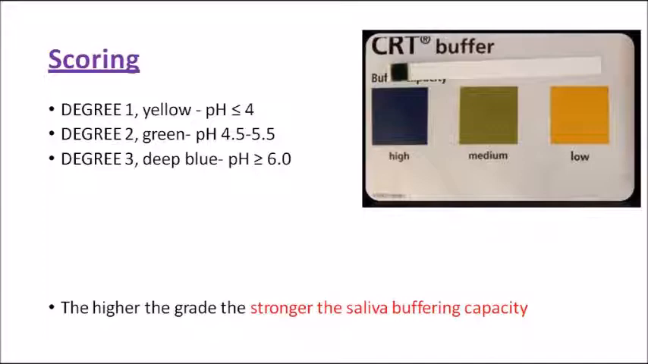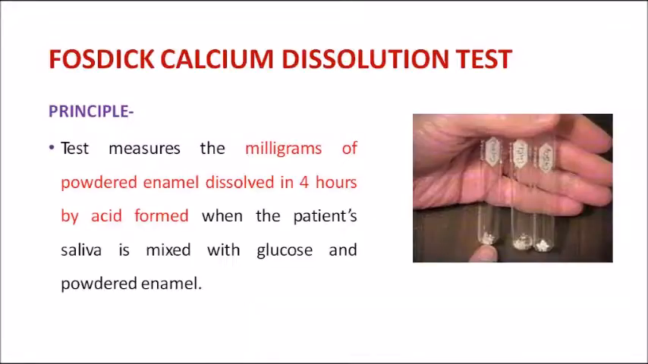If it is more acidic, it means the buffer capacity, I'm talking about the grade, is lower. If the degree is 1, that is the degree is lesser, the buffer capacity is weak, which means it has high caries activity. So the higher the grade, the stronger the salivary buffering capacity. The same thing I have mentioned in 2 ways. Next we have the Fosdick calcium dissolution test.